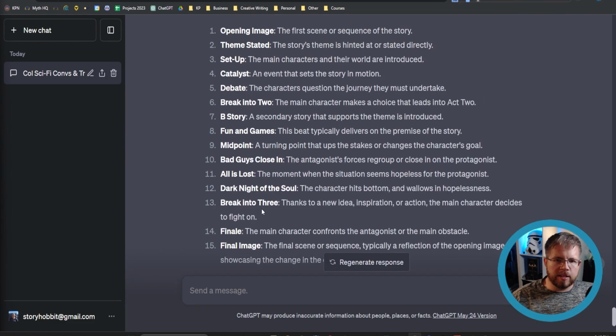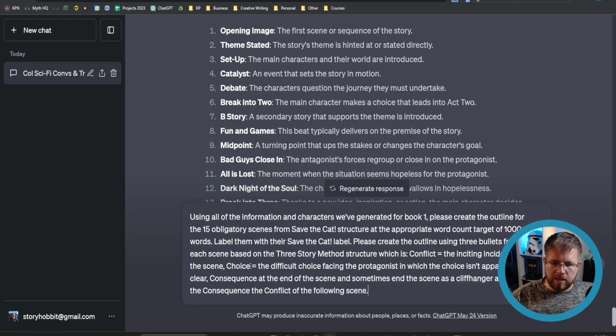These are not necessarily, like, I wouldn't make these into a chapter each or anything like that, but I would call them obligatory scenes that need to take place at some point during the course of the story. They're kind of these benchmarks that you really want to hit, which is what we have pretty much in this next prompt, which says, using all of the information and characters we've generated for book 1, please create the outline for the 15 obligatory scenes from Save the Cat structure at the appropriate word count target of 1,000 words. Label them with their Save the Cat label.